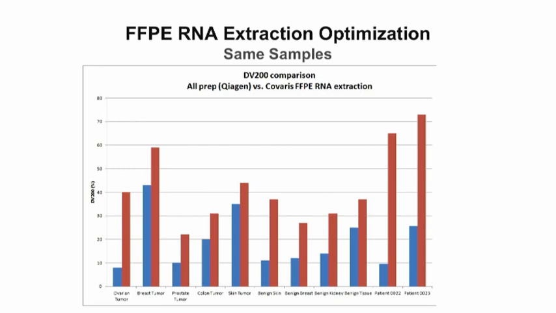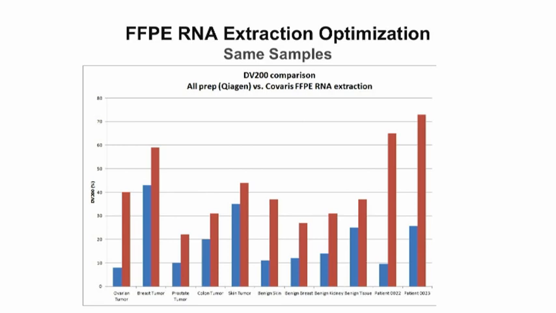Since all of our earlier work was done with AllPrep from QIAGEN, the first thing we did was line up a DV200 comparison between some samples that we had already prepped on QIAGEN and then re-prepped on Covaris. And these are the tumor types that are shown along the bottom, as you see, your ovarian, breast, et cetera.